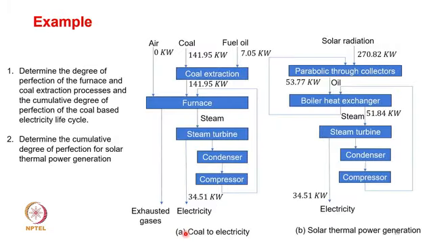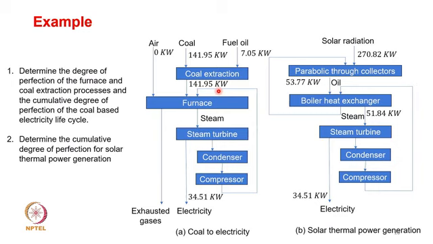Now let's look at two small examples. You have two processes. One is converting coal to electricity. You have coal, you have to extract the coal, for which you have to spend some energy, and it goes to the furnace, where you again have to supply energy, and it becomes steam. There would of course be exhaust gases from the furnace, and the steam turbines produce electricity. Finally you condense the steam and compress it, and it is fed back for the process to continue.